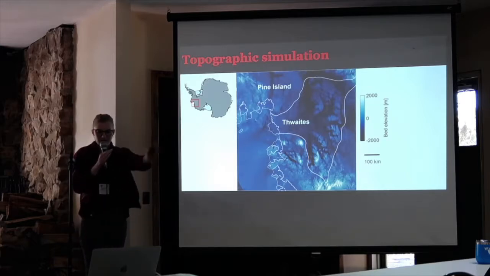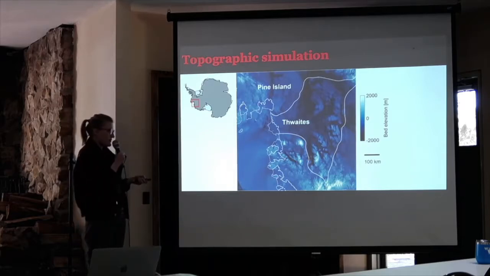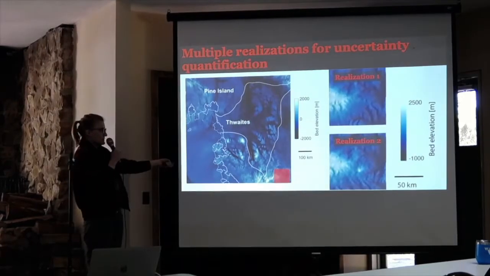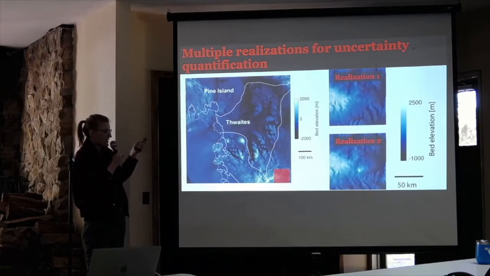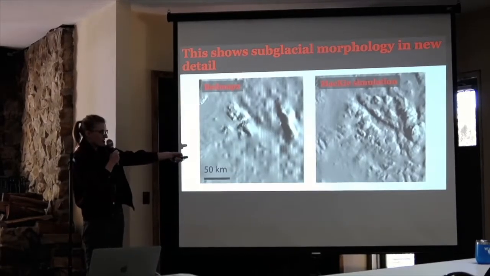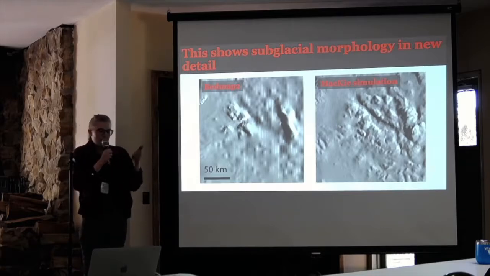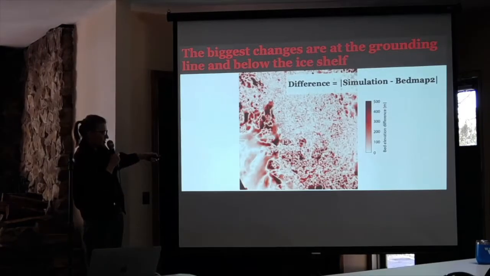Okay, so we've solved the first problem. We've gone from line measurements to 2D bed. And now we need to solve the second problem, which is deciding which roughness is sediment and which roughness is bedrock. And so for that, we turn to the paleo record. As you can see, we can do multiple realizations of this to quantify uncertainty. And that gives us a more realistic channel morphology as compared to BedMap 2. And the biggest differences are going to be under the ice shelf.